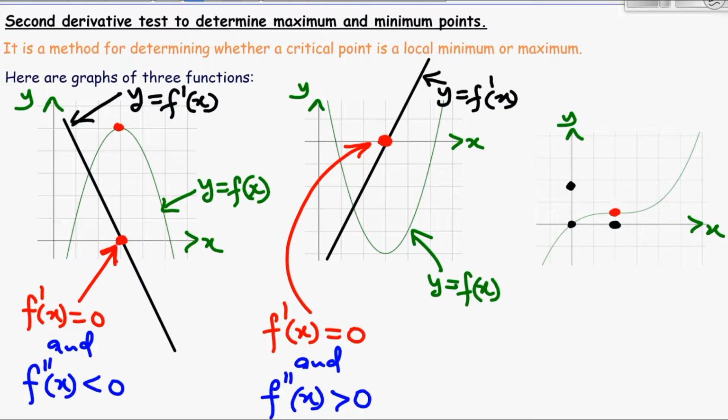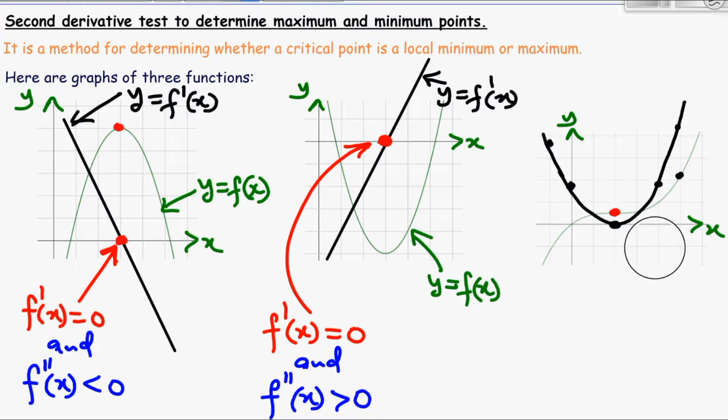The gradient of this point here will also be positive, so somewhere around there. And the gradient of this point here will also be positive, which means it's somewhere around here. The gradient of this point here will also be positive, which will be somewhere around there. So what you're ending up with is a function that looks something like this.